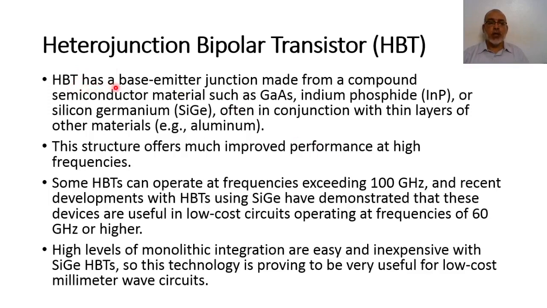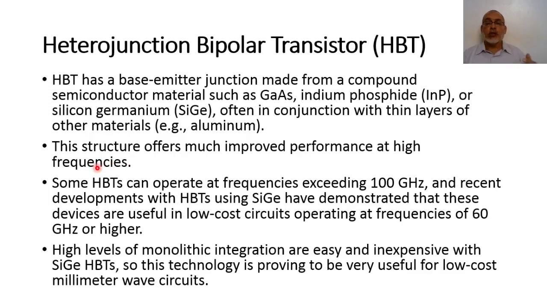A heterojunction bipolar transistor has a base-emitter junction made from a compound semiconductor material such as gallium arsenide, indium phosphide, or silicon germanium, often in conjunction with layers of other materials like aluminum. Effectively, the aluminum here, specifically in gallium arsenide and indium phosphide, is used to control the band gap of the emitter. This structure offers much improved performance at high frequencies.